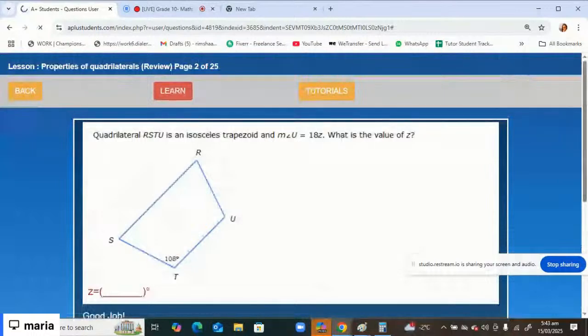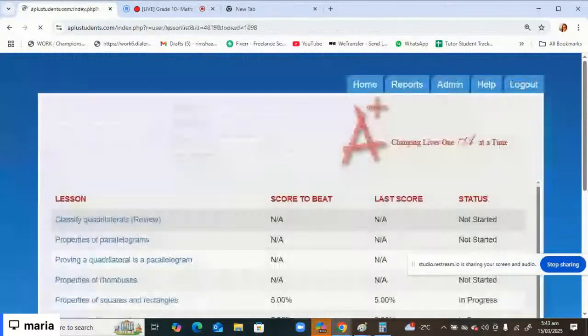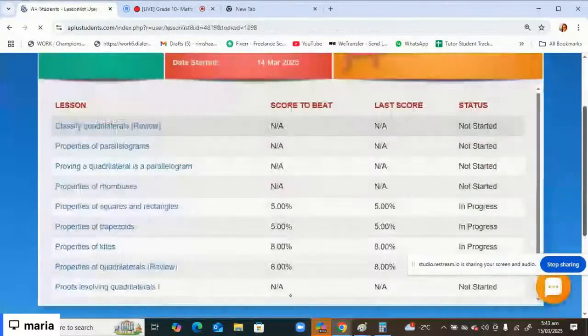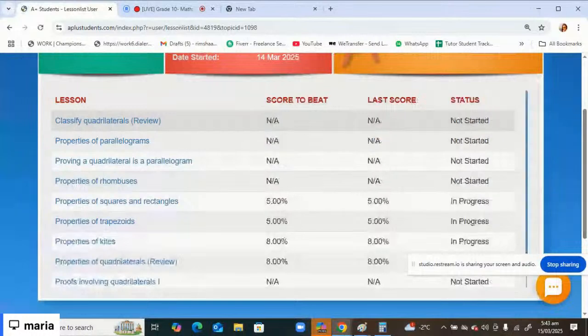Hope you guys understand this lesson. So solve the rest of the test questions by yourself. Make sure before starting the next session you practice all these lessons. So today we discussed the quadrilaterals, and which lessons did we cover? The first lesson, that is properties of squares and rectangles, properties of trapezoids, properties of kites, and properties of quadrilaterals review. Okay, these 4 we have done.